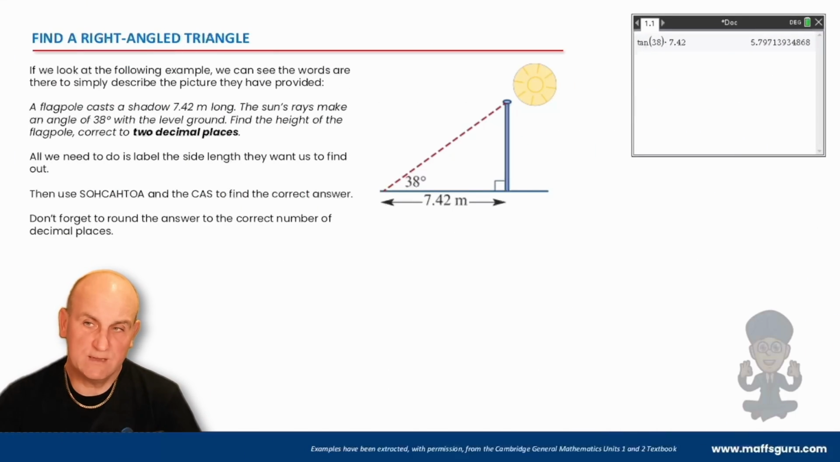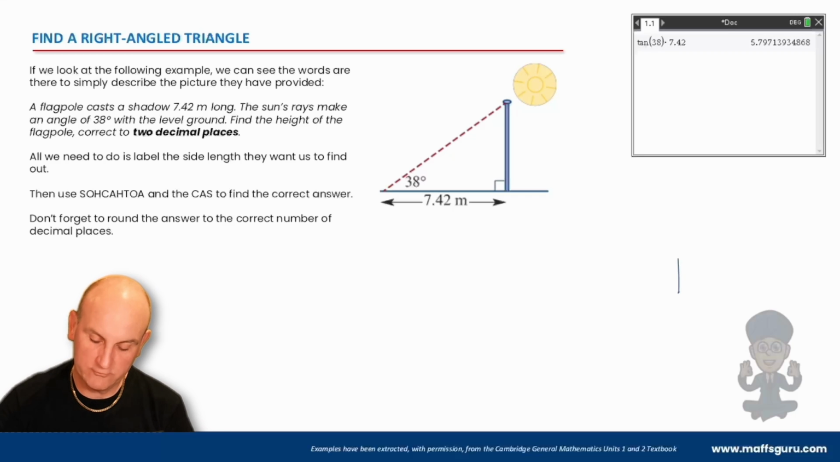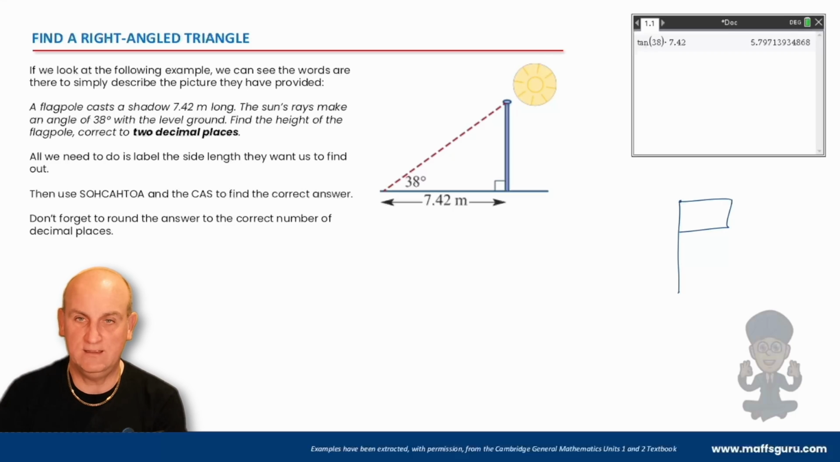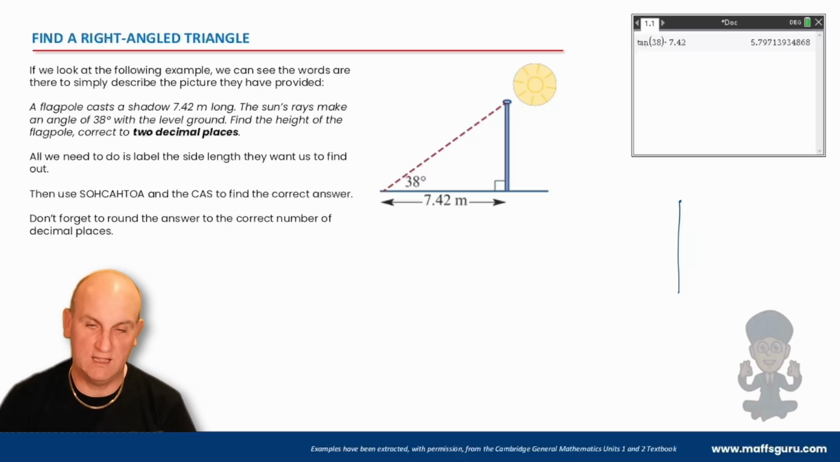So here's my first example. The point of it is, if we look at the following example, while the words are there, and they may have provided a picture, we should be able to draw this because it says a flagpole. If you've seen a flagpole, I'm pretty sure I know how to draw a flagpole. There is a flagpole, there is a flag. I don't care about the flag, it was just the pole. Let's say they put the flag away.